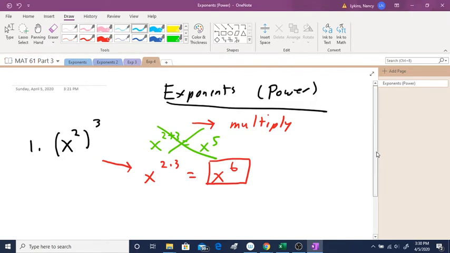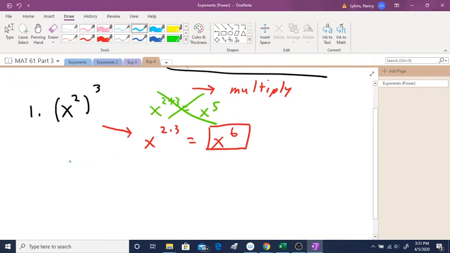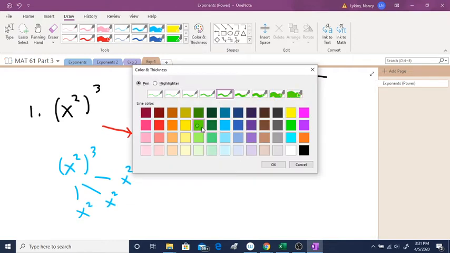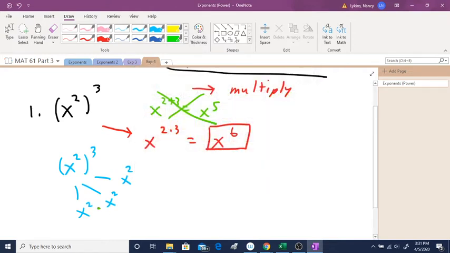Now, I also like showing a visualization part of this. So what this x to the second to the third power means, it means I've got 3 x squares. Now, this is the same as we're multiplying every one of these. So in this case, we could say x squared plus 2, which would give us the x to the sixth power.